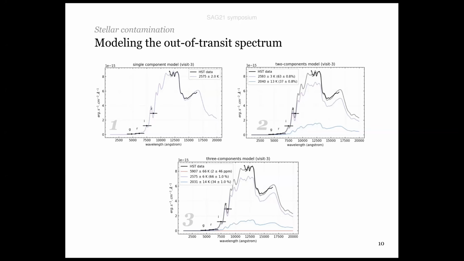And then we have the three components model. Again, really interesting. This time we allow both for a cool and a hot component. And we have something quite similar, meaning 34% of cool spots, plus this hot component, which is here at almost 6,000 Kelvin, but with a very small covering fraction.